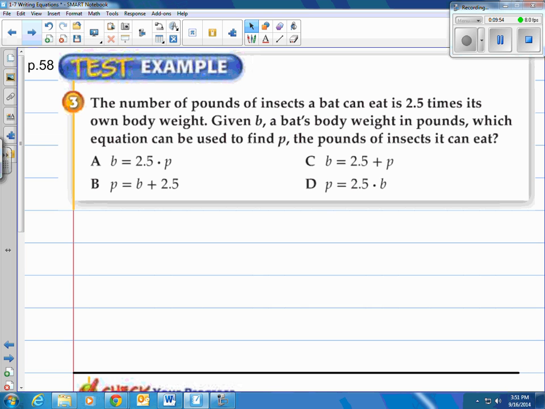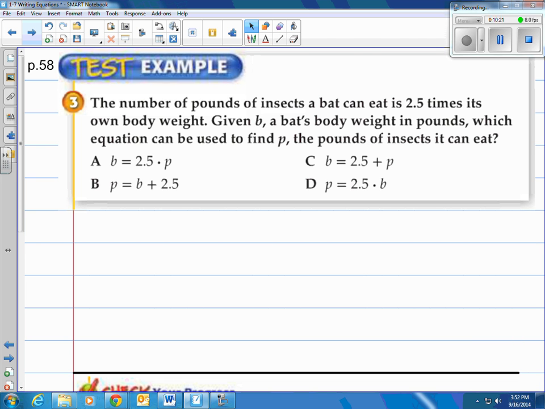How about the third example? It says the number of pounds of insects a bat can eat is 2.5 times its own body weight. That seemed weird when I read it. Given B, a bat's body weight in pounds, which equation can be used to find P, the pounds of insects it can eat? Well, it can eat 2.5 times its own body weight.